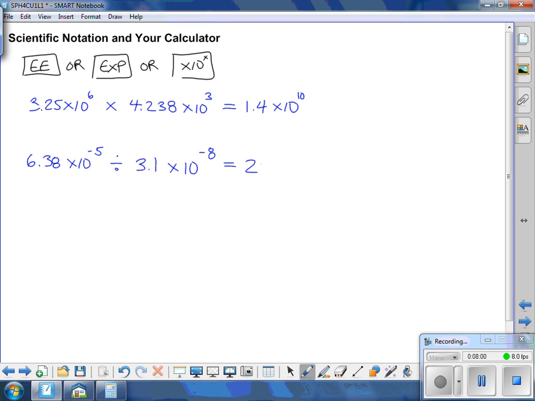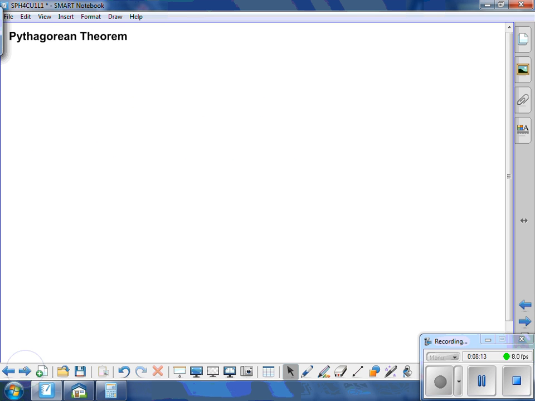So you do not have to convert every time to our expanded notation. With the calculator, it's much quicker just to enter it in as is. All right, so moving along.